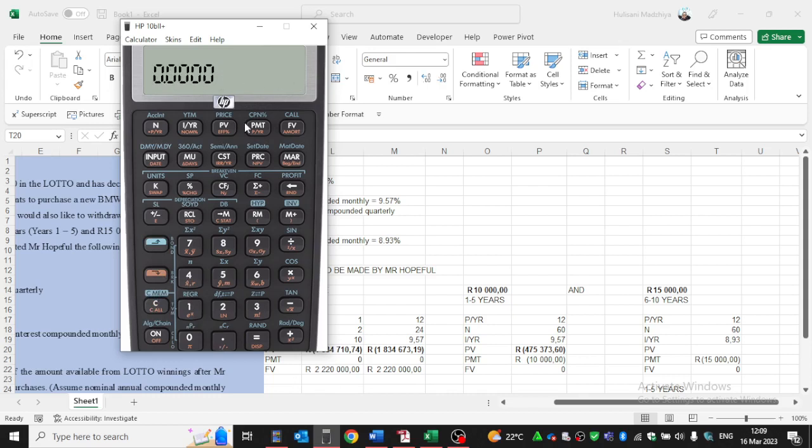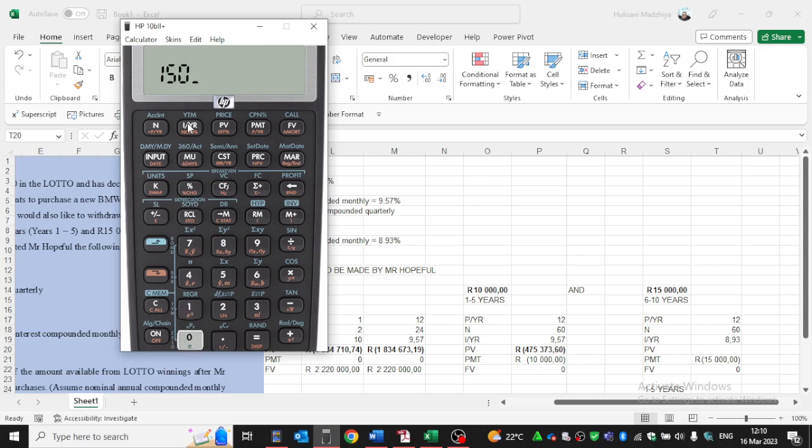So there we're gonna say 60 is our N, and then 8.93 is our I. This is our interest, so we don't divide it by 12 because we already set the calculator to that. You only divide if you set your calculator to one payment period, and that's when you divide your I. But your N is always multiplied by the frequency of compounding. It doesn't matter if your calculator is set to 1. Then we move to present value, which is the value we're looking for.